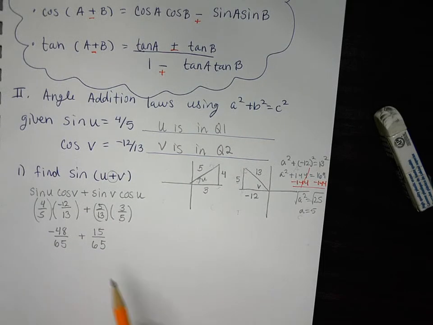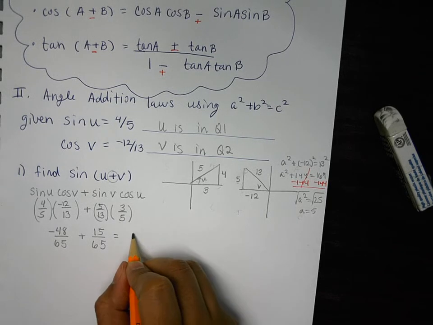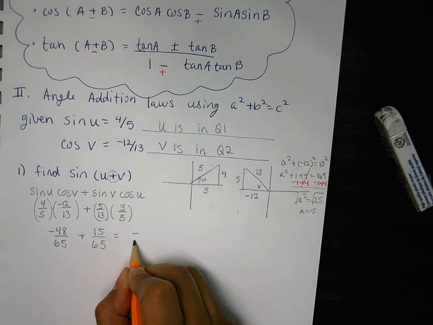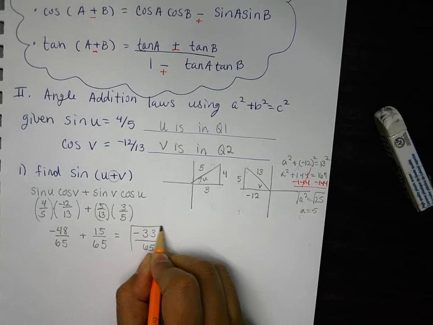So can I simply add negative 48 plus 15? And that comes out to be negative or positive? Negative what? 33 over 65.